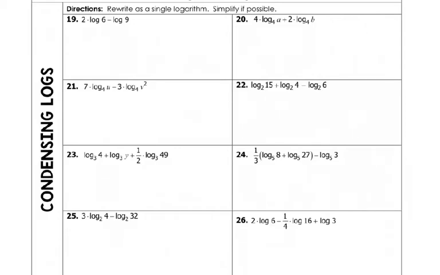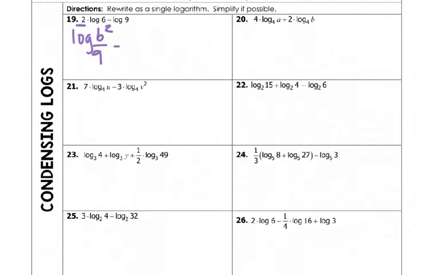Okay, so now we're to the part where we're putting everything that we have learned about logs together. So the first thing we see on number 19 is we have this 2 in the front. So remember, whatever's in the front is going to become our exponent. So we have log of 6 to the second power. Now remember, when we were subtracting, we're just going to divide your big numbers. So we're going to divide that by 9, by the log of 9, remember?